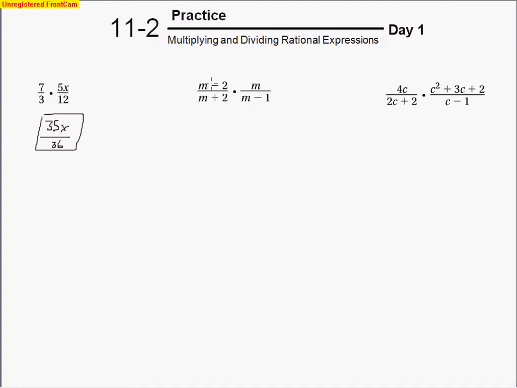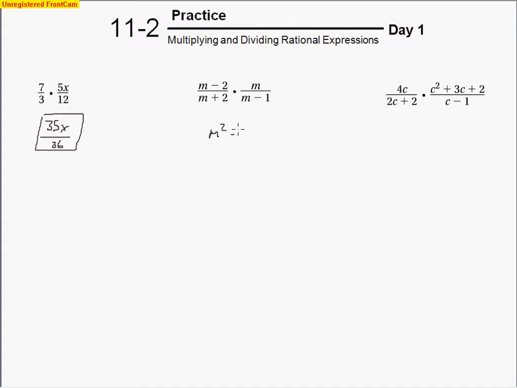Over here, we look for the canceling we can do. A common mistake is people want to reduce this right here, m minus 2 and m plus 2, but these are not the same. This is 2 less than m, this is 2 more than m, so we cannot reduce that. Cannot reduce the m's here because this is not m in the denominator, it's 1 less than m. So I'm just going to multiply straight across again.